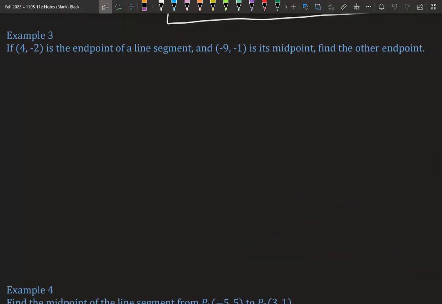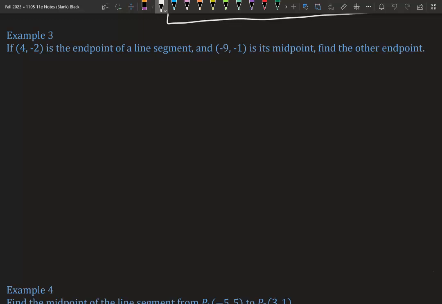Example 3. If 4, -2 is the endpoint of a line, and -9, -1 is its midpoint, find the other endpoint. Alright, as always, I like to draw stuff out. It really helps clear things up, because that's something that you actually have to do in trigonometry, which for most of us is going to be the next class. So let's get used to drawing now, since we know it's something that you're going to have to do, and it's actually a standard of trigonometry to draw the things you're working with. So let's start practicing when it's a little easier, a little more approachable.